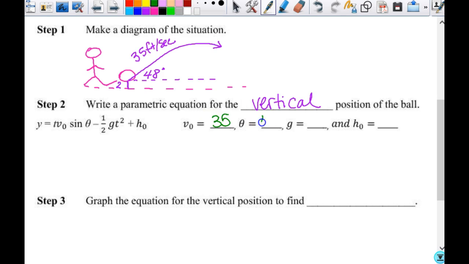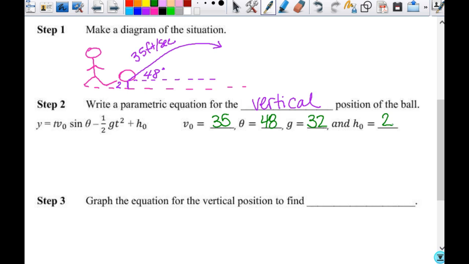Theta, they gave that to me. It's 48. G, since it is in feet per second, is what our velocity is. It is 32. Almost put 35. Excuse me. And then my initial height is 2. So those are all the things that I need to be able to substitute in.